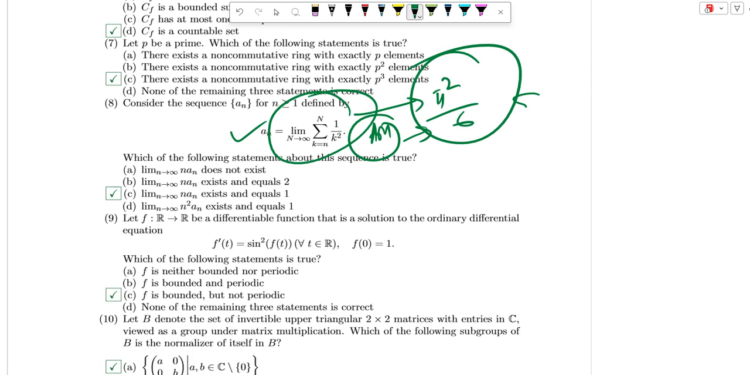As n goes to infinity, the arithmetic mean, 1 by n times the summation of k equal to 1 to n of 1 by k square, will approach the value of the sum of the infinite series, which is again pi square by 6. Since pi square by 6 is 1.644, we can conclude that the limit exists and is equal to 1, which is option number C.